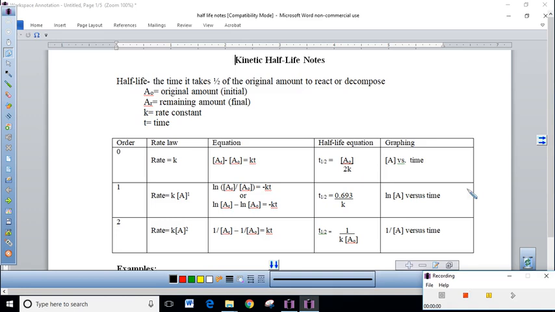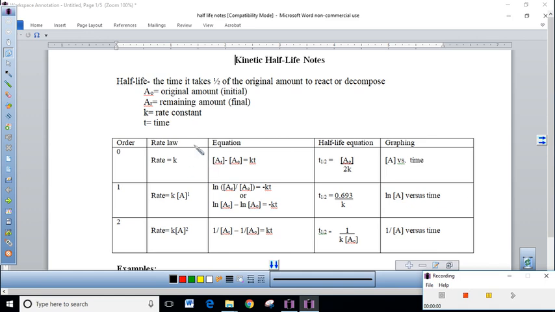Okay, today we're going to begin talking about half-lives. We've been talking about half-lives, but now we're going to talk about half-life equations. Half-life, of course, is the time it takes for half of a substance to either react or decompose. We're going to be dealing with basically 6 formulas, and I will give you the formulas, so you just need to be able to work with them.